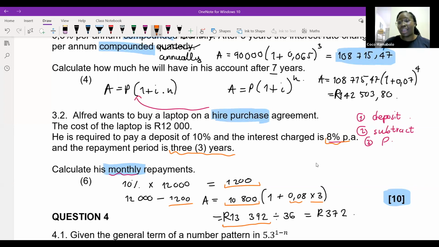But he's going to pay that off over 36 months, over 3 years, which means 36 months. So we need to take this amount and divide by 36. Have you got me there? Okay, I hope we're all together there.